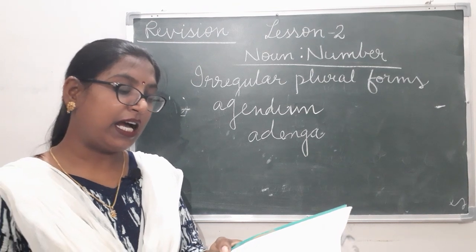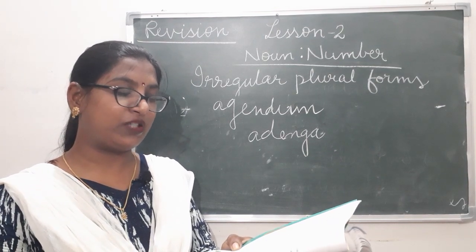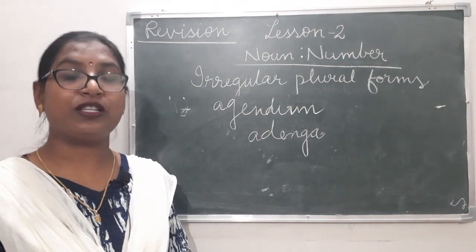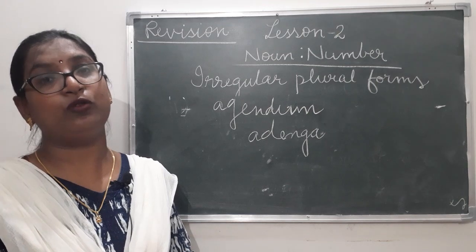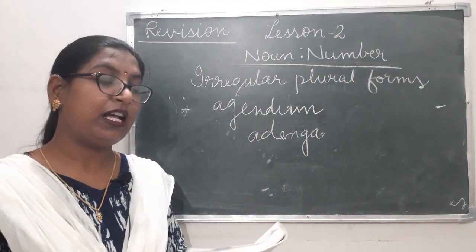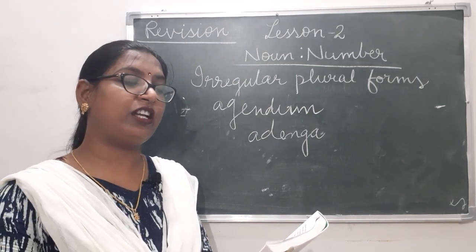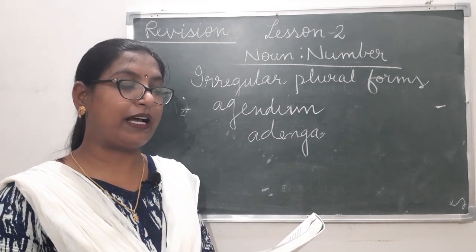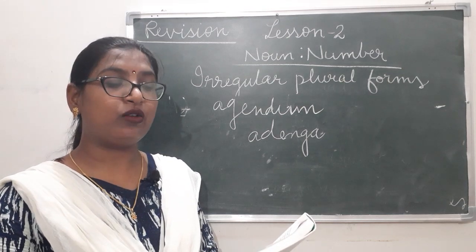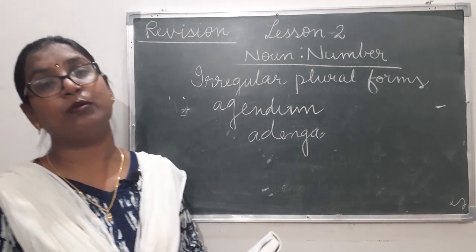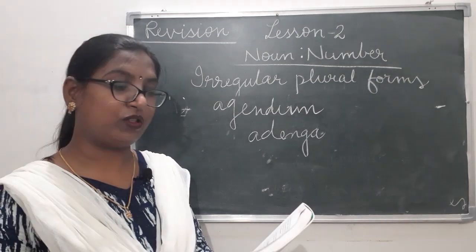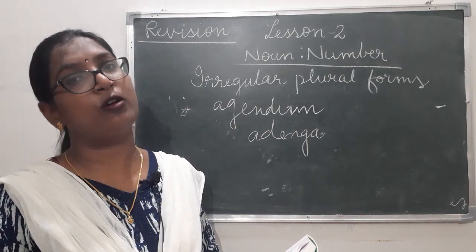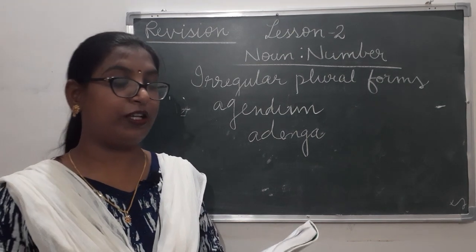Next point is, uncountable nouns such as advice, furniture, information do not have plural forms. Next is, abstract nouns such as admiration, affection, hatred, love, and material nouns such as iron, sugar, silk, wood are not countable nouns. So, they do not have any plural forms. They remain in their singular form only.